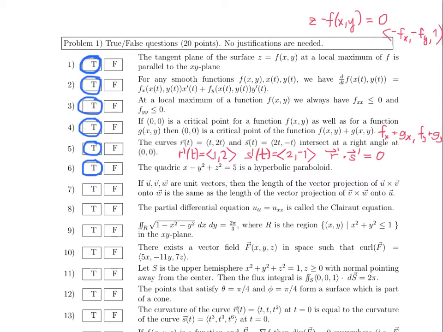If u, v, and w are unit vectors, then the length of the vector projection of u cross v onto w is the same as the length of the vector projection of v cross w onto u. If we actually go about writing these out, we have two different expressions that look like this. Here, I'm using the equation for the scalar projection of one vector onto another, because that will give me the length of the vector projection.